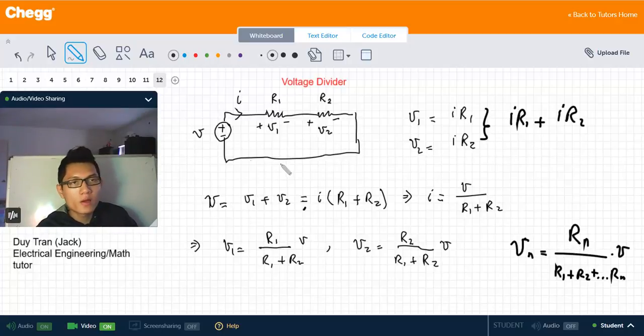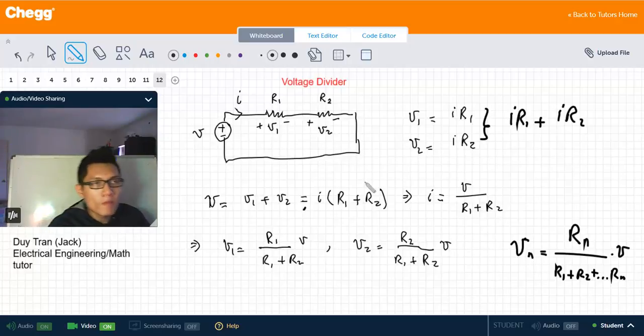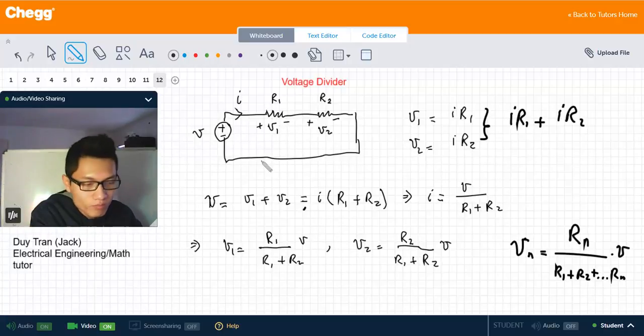So in this example we have two resistors. So if we want to find the voltage drop of any element here, either 1 or 2, we just plug in that resistance, divided by the total resistance, multiplied with the voltage, and this is called the voltage divider of the source voltage to each of the individual resistors.